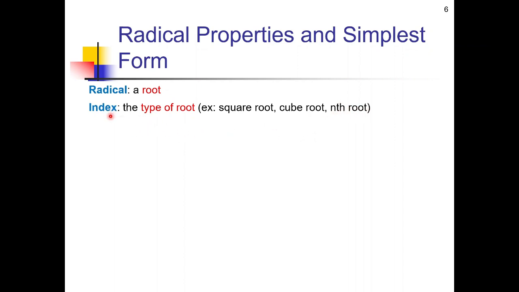And the index is the little number that you might see next to the radical symbol, a little bit up and to the left of it. Square root doesn't have a number because it's the most common one, but if it did have a number, it would be 2. And then cube root is 3, and the rest of them are kind of self-explanatory. Now we also have a fancy word for the term that's inside the radical. We call that the radicand, the expression inside the radical. It's a lot of syllables, but it's less than all of this.